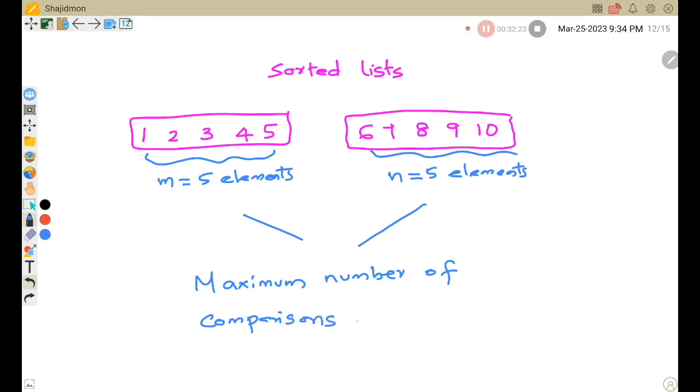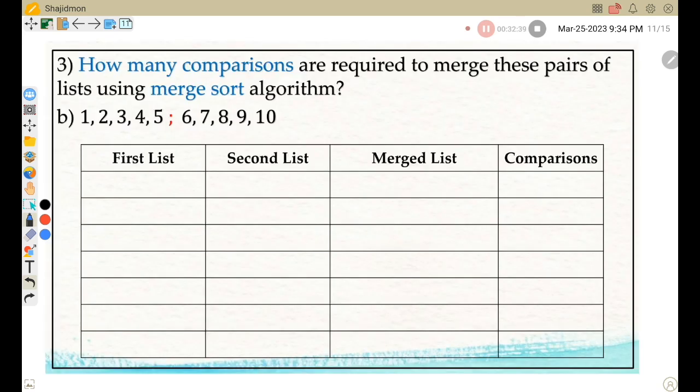Maximum number of comparisons equals m plus n minus 1. What is the m number? 5 plus n number 5 minus 1. So 10 minus 1 means 9 comparisons, correct? 9 comparisons maximum needed. Now we will see how many exactly it will take.